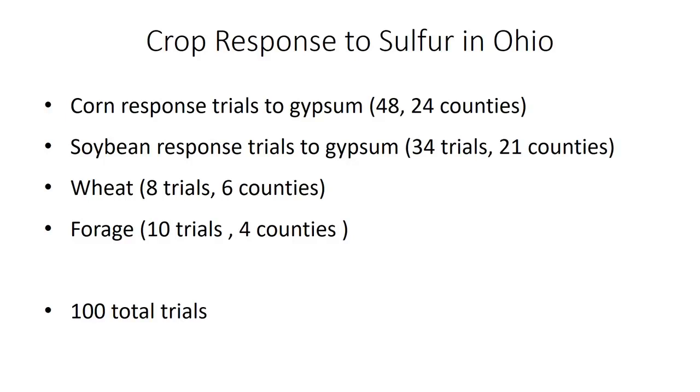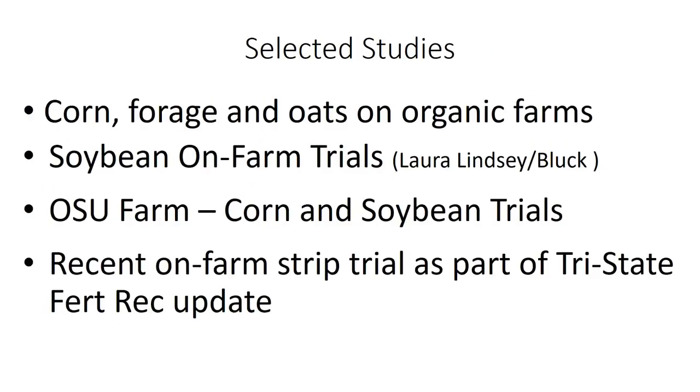So we conducted 48 trials in corn, 34 in soybean, 8 wheat trials, and 10 forage trials, which are on organic farms. I will synthesize the data and present data from over 100 trials on crop response to sulfur. But because of time, I will only be presenting results from part of this research.